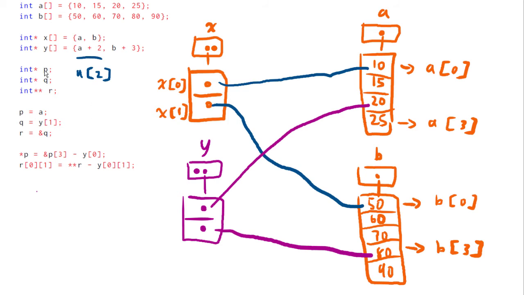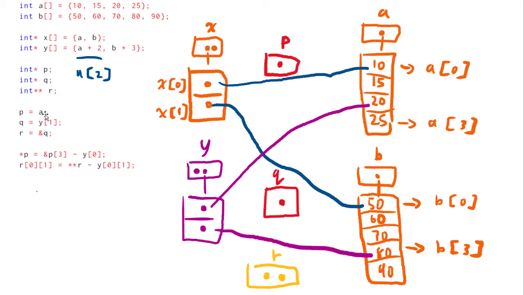Next, we have a pointer P and a pointer Q. So let's draw it out. Let's label our pointer P. Our pointer P would be this one. And then we have a pointer Q. Let's draw our pointer Q here. And then we have a double pointer, our double pointer R. Our R will be located here.